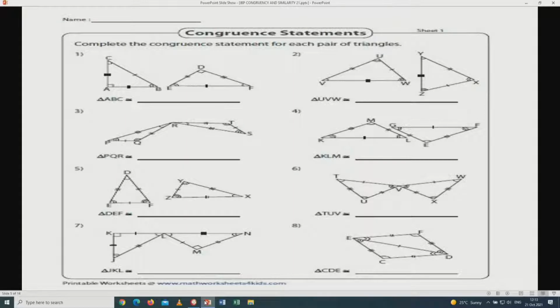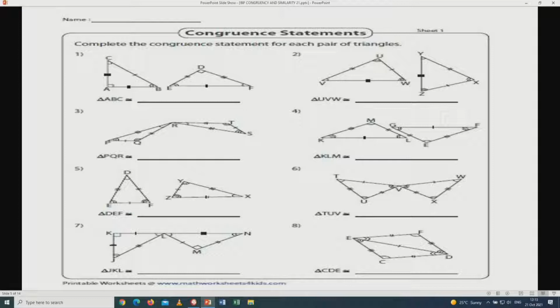Now, we're getting further into congruency. Triangle ABC. We look at triangle ABC as compared to triangle EDF. We are going to check, is it congruent? But we have to prove why we say it's congruent. We have to look for those sides, those angles. Right?